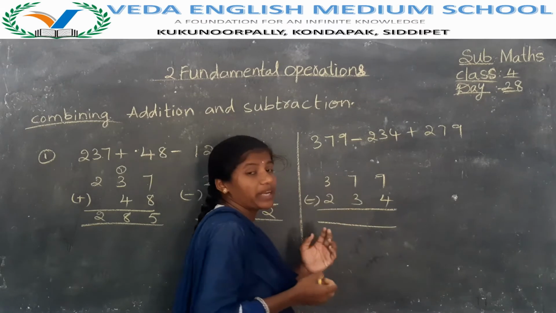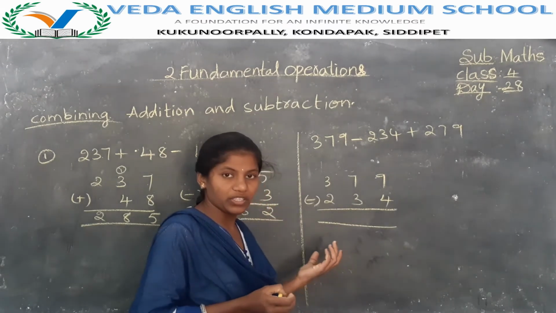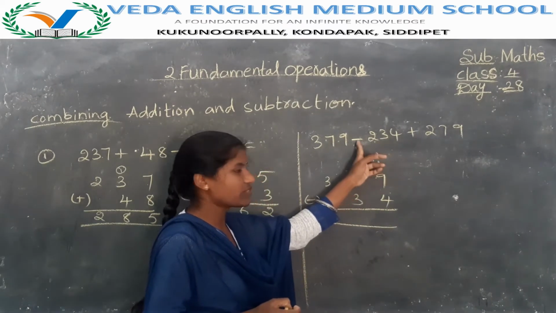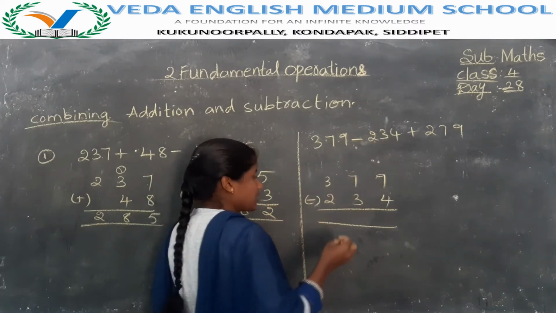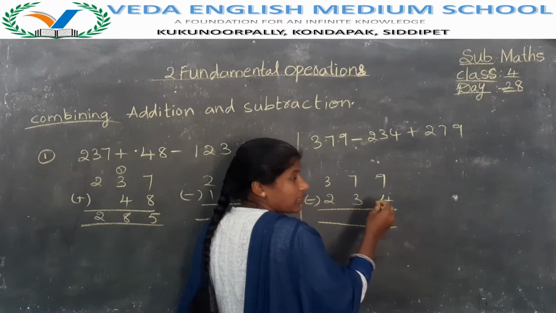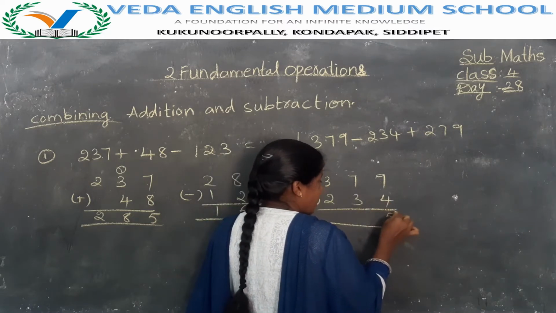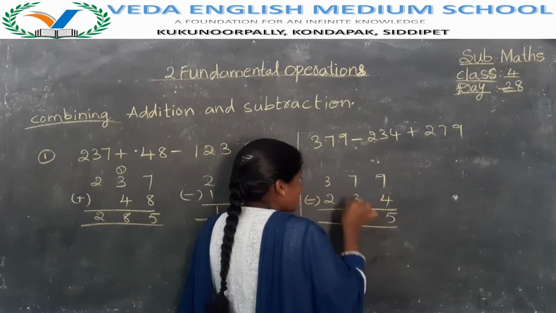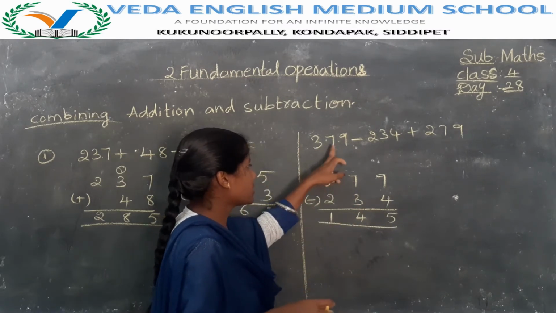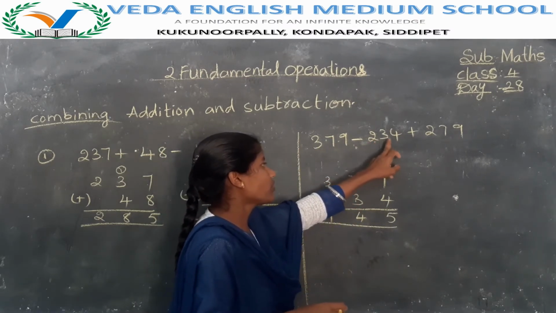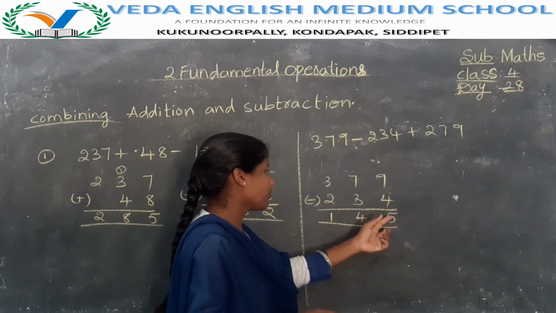Here why I am subtracting first? Because here between these two numbers first we have subtraction symbol only. So we have to do subtraction. Now subtract. Is 9 minus 4 possible? Yes. 9 minus 4 is 5. 7 minus 3 is 4. 3 minus 2 is 1. So the answer of 379 minus 234 is 145.